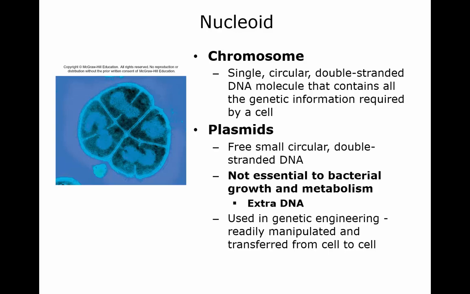Plasmids are some non-essential DNA. They're extra DNA, a little circular double-stranded DNA that's just out there by itself. And they use these in genetic engineering because they can be manipulated and transferred from cell to cell. They can cause drug resistance, and sometimes they even produce toxins.